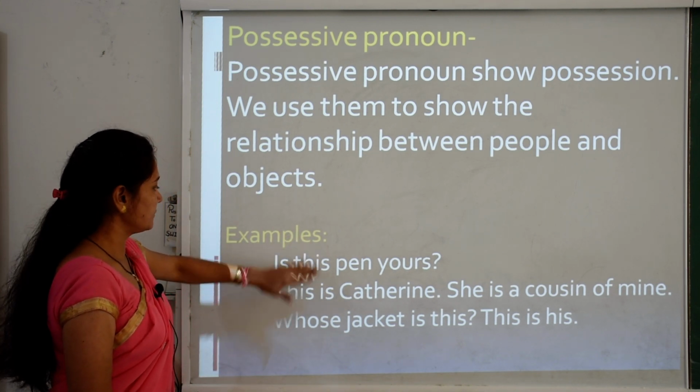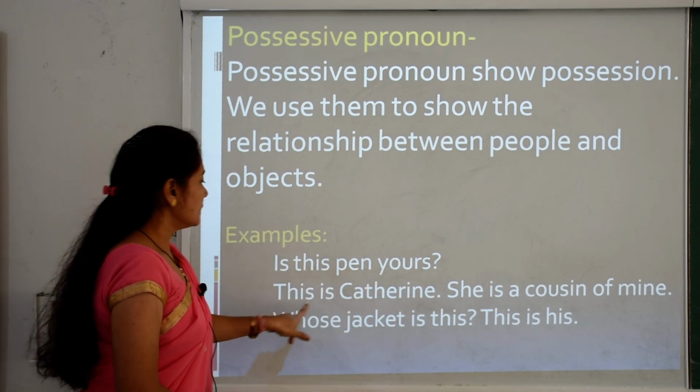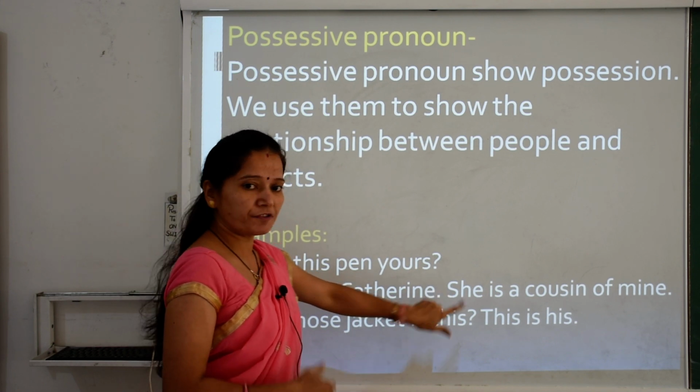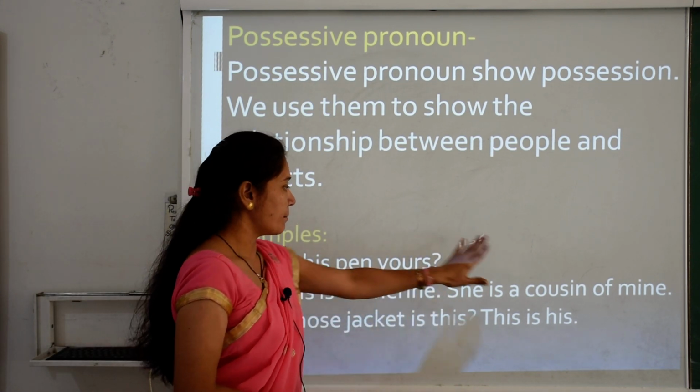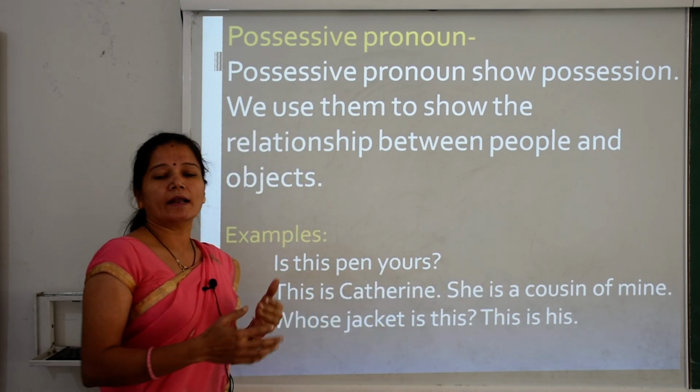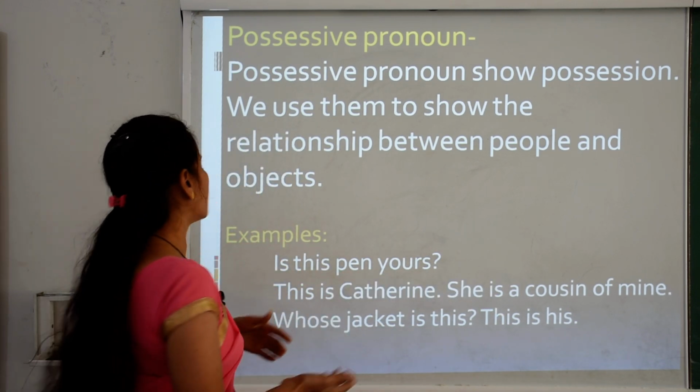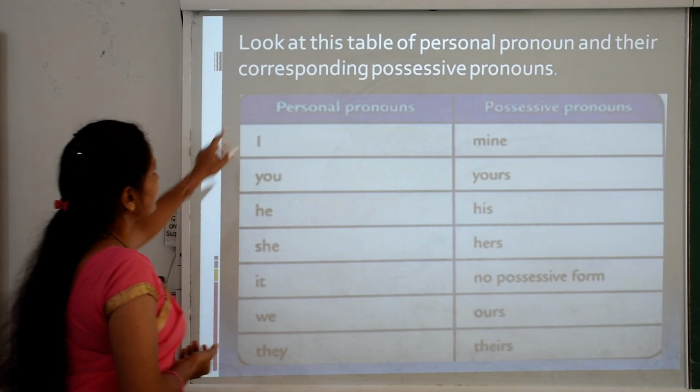Let's see the example. Is this pen yours? This is Catherine. She is a cousin of mine. Whose jacket is this? This is his. So yours, mine, his. All are what? All are possessive pronouns. Now let's move into the next.